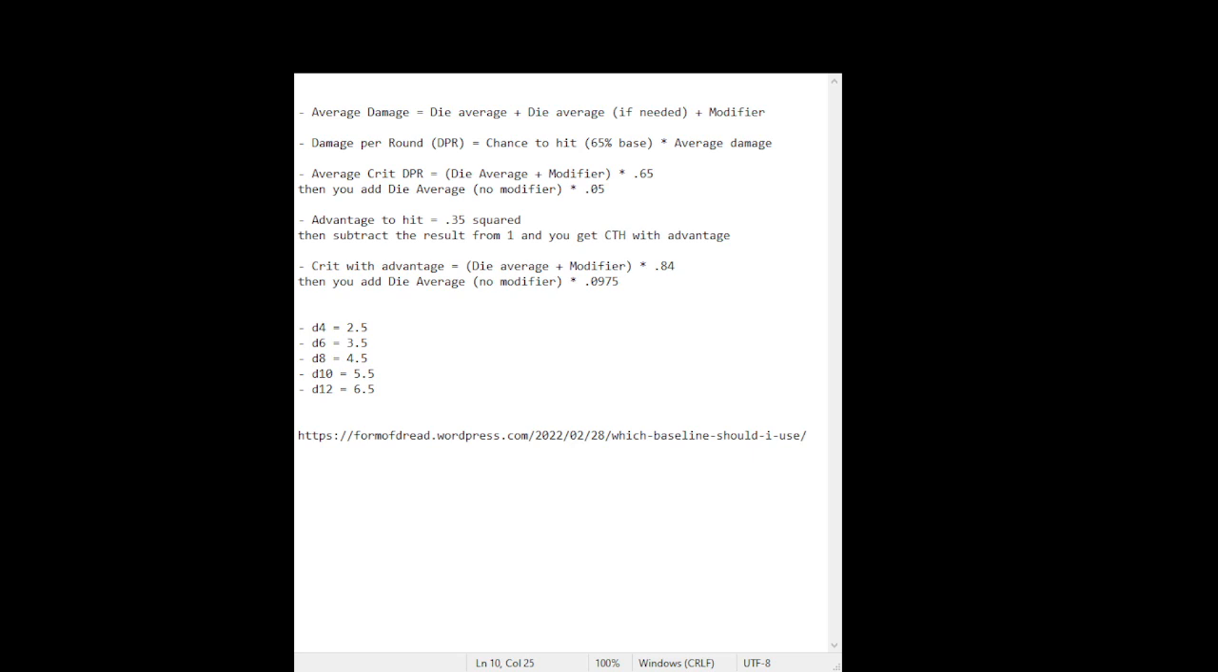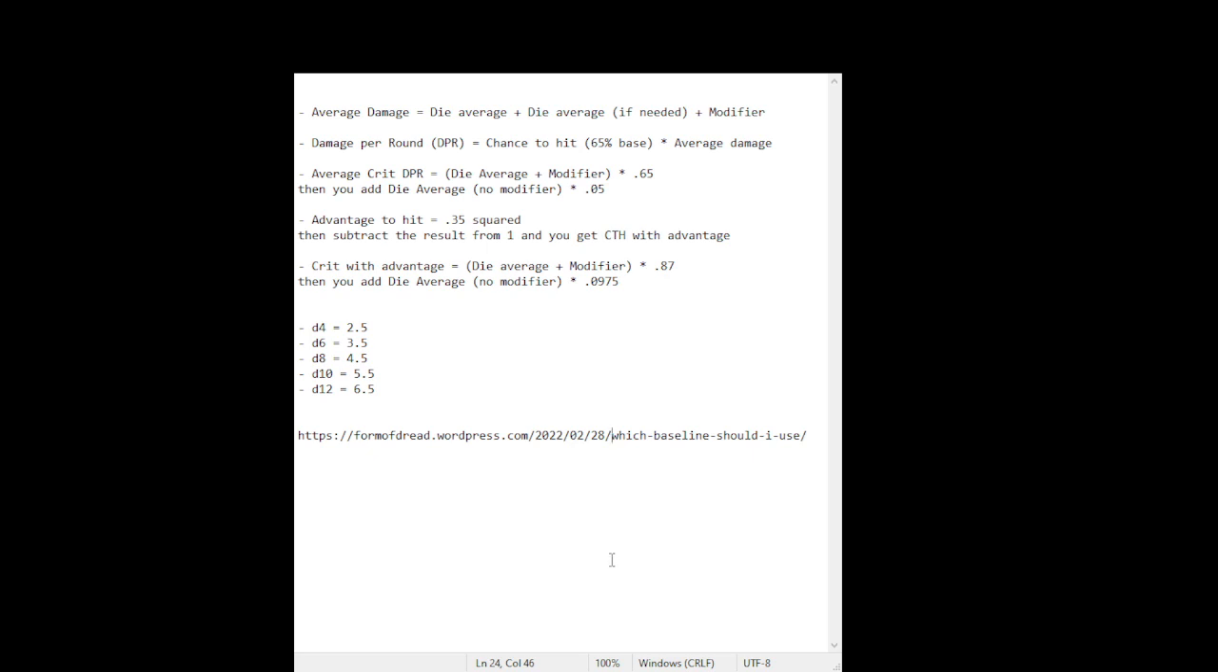Now, crits with advantage, however, if we go back to that previous example, where now it is a higher chance to hit, your crit chance also increases. So because we take the average chance to miss, which is 0.35, and then we square it, that is 0.1225. So we take 0.1225, we subtract it from 1. The average to hit with advantage is 87 now.